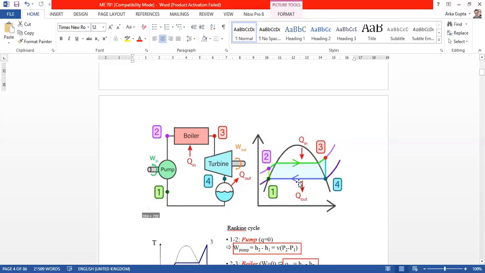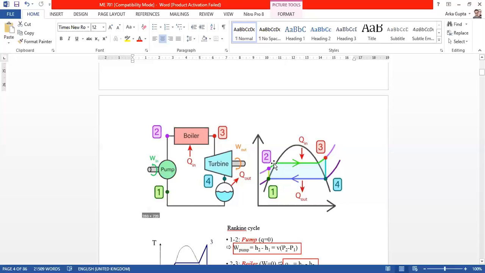Now 4 to 1. The 4 to 1 process is in the condenser. Again, if we follow the vapor dome, this is the saturated vapor line and that portion is the saturated liquid line. At the entry point of the condenser, that is 4, the steam is saturated vapor, and after condensation it will follow the 4-1 path and become saturated liquid at point 1. It is then pumped back to the boiler at point 2.